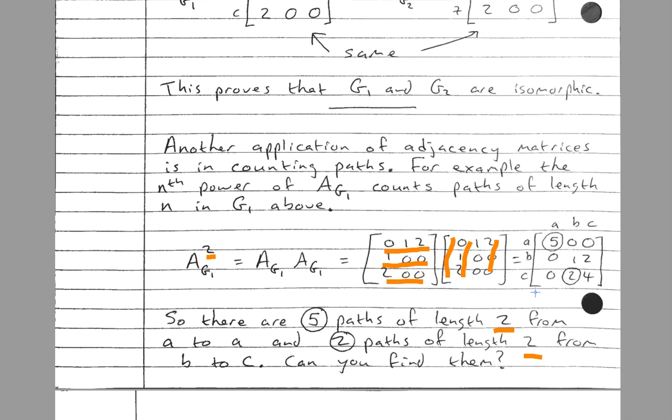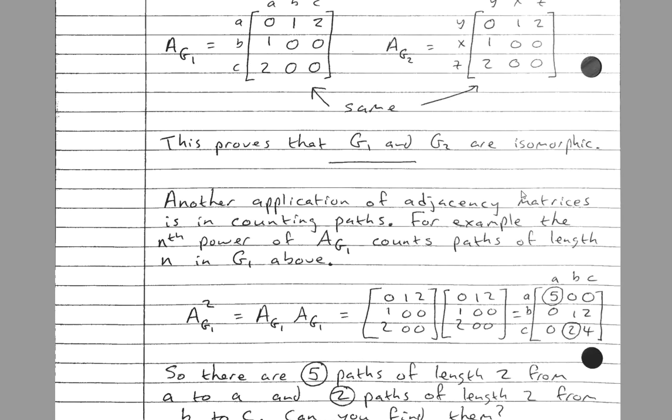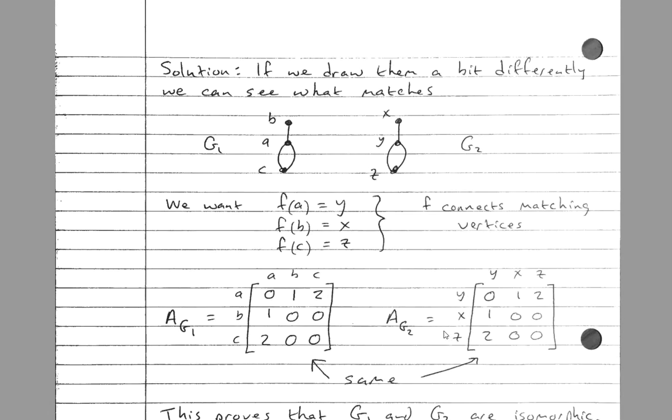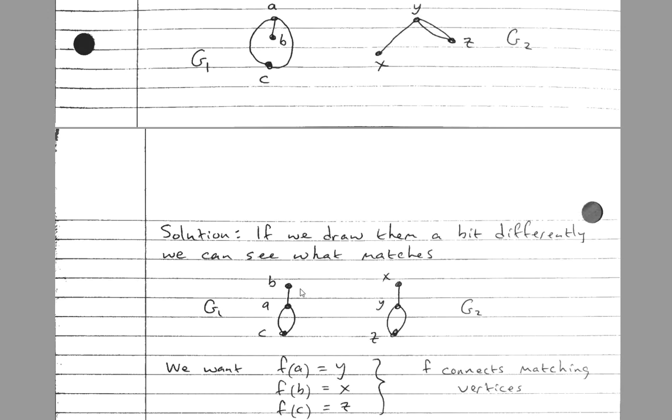If you look at row C, column B, how many paths of length 2 are there between C and B? Well, there are 2. Okay, so all these numbers here are counting paths of length 2. Let's go back to our graph. We could use this one or the original. Maybe it's clearer here. So 5 paths of length 2 from A to A.